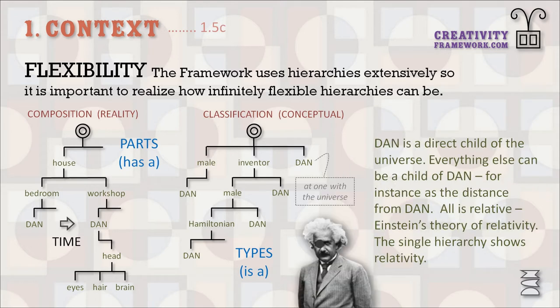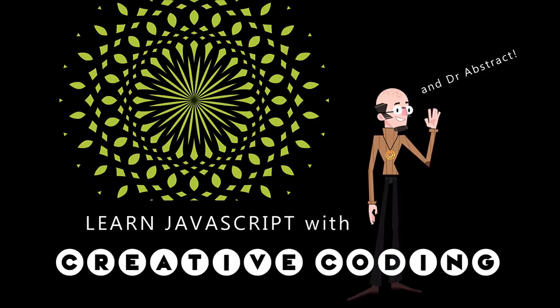So there we go. And this guy Einstein said, hey, from me, from this Dan, everything else can be classified under Dan, the distance from Dan, or you. Isn't that great? It's relative. Now, do you see why I wanted to do this final slide? But this perhaps has been a little bit of a diversion here at Learn JavaScript with Creative Coding. But I think you'll realize that many of the concepts that we just saw can be applied as we code.